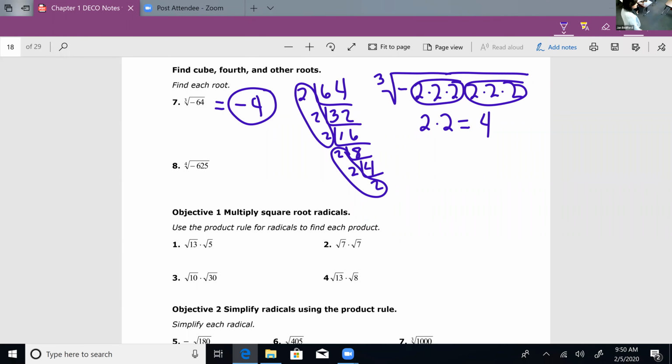Let's look at this next one. It's the 4th root of negative 625. All right. Now, what do you think we should do with that first? What? You multiply 2 times 2? Yes. Whatever your index is, that's how many you're going to circle at a time. And then 1 from each group that's circled comes out and gets multiplied together. So that's why we got 4. 2 times 2 was 4.